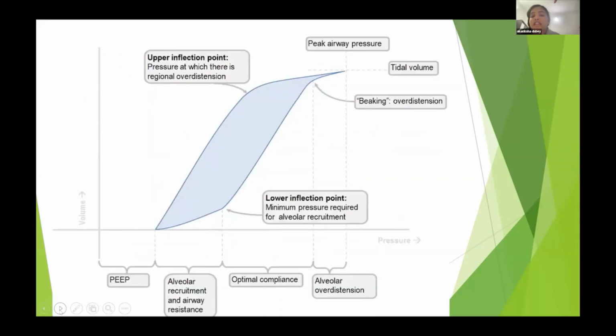In this picture, we can again see the curve is starting from PEEP because this is the minimum pressure which is required. And here we can see the alveolar recruitment and airway resistance, the lower part of the curve. After the lower inflection point, after alveoli are properly recruited, the optimal compliance is seen. And we can see the beaking part. That beaking part represents that when we are increasing pressure, volume is not increasing much. It simply means that we are over distending the lungs. So this beaking represents over distension.